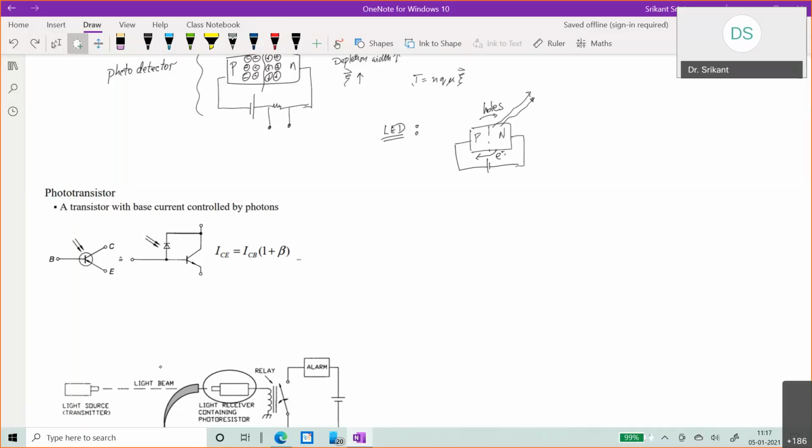Some notation they have used here, I'm not sure what. But basically you have some base current which is amplified by beta times and you get a collector current. It's nothing but a photodiode which is amplified using a transistor.